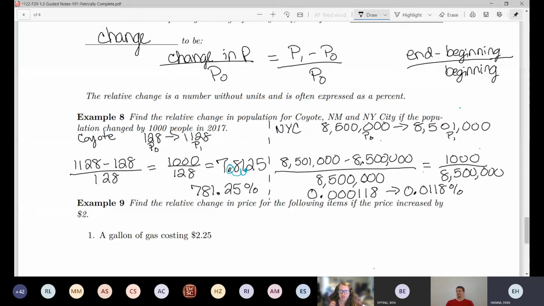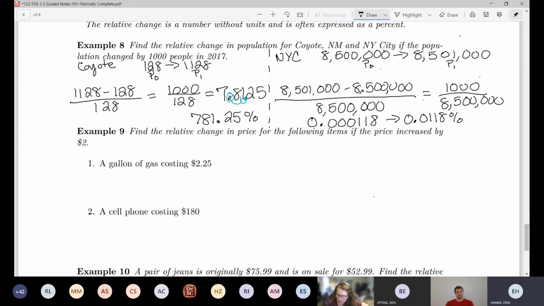So this idea is to show how much a change affects the original value. Both of these populations changed by 1,000, but one of the populations was changed in a much larger way than the other. That's what these are showing us. So let's finish a few more examples of that. We ended at 4 or 5. We're doing all right. Okay, cool.